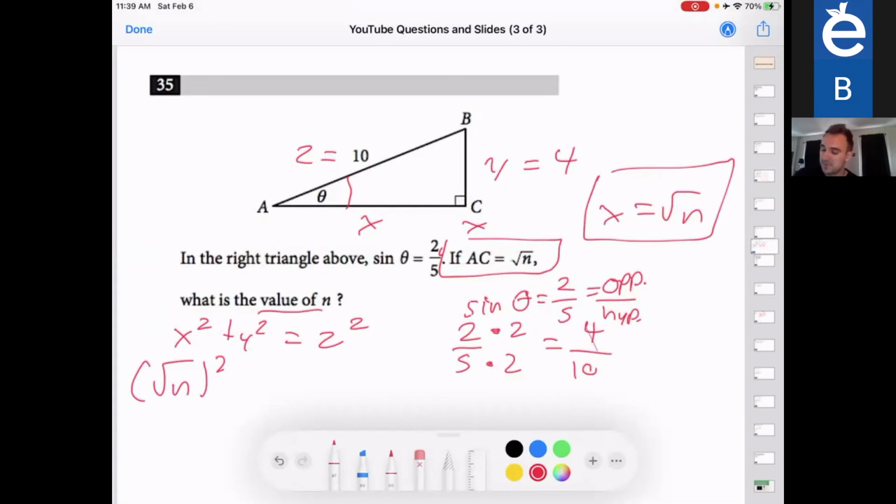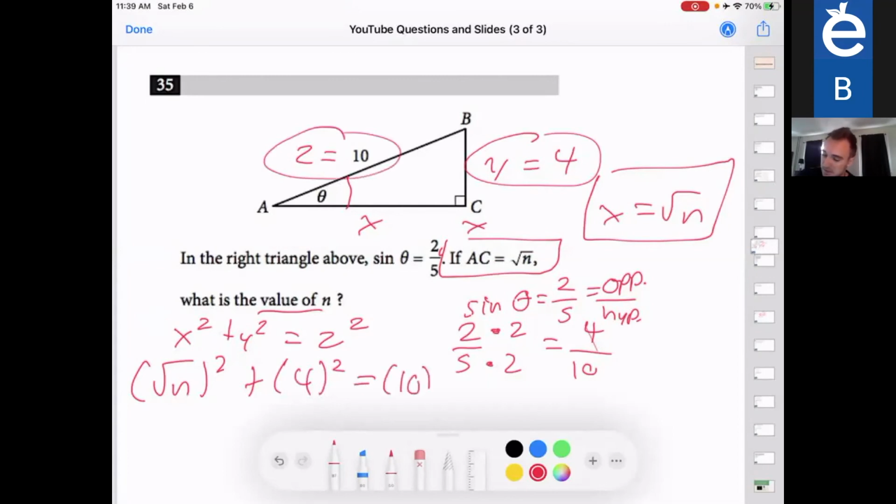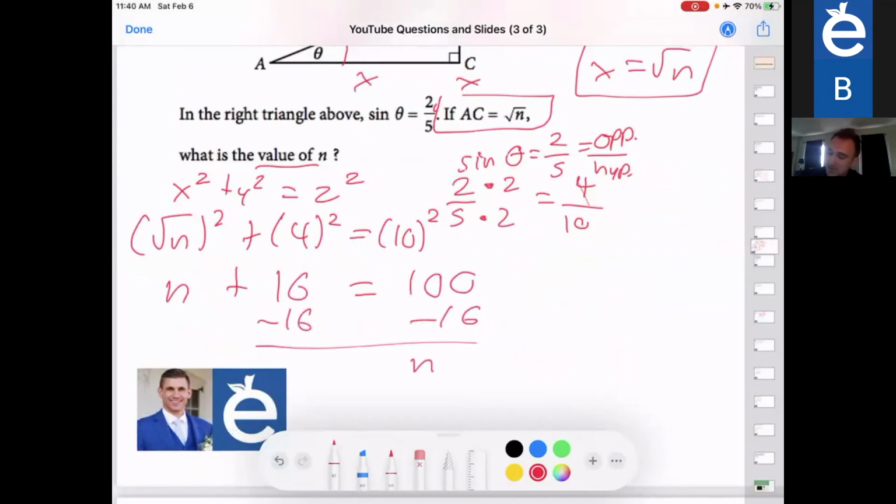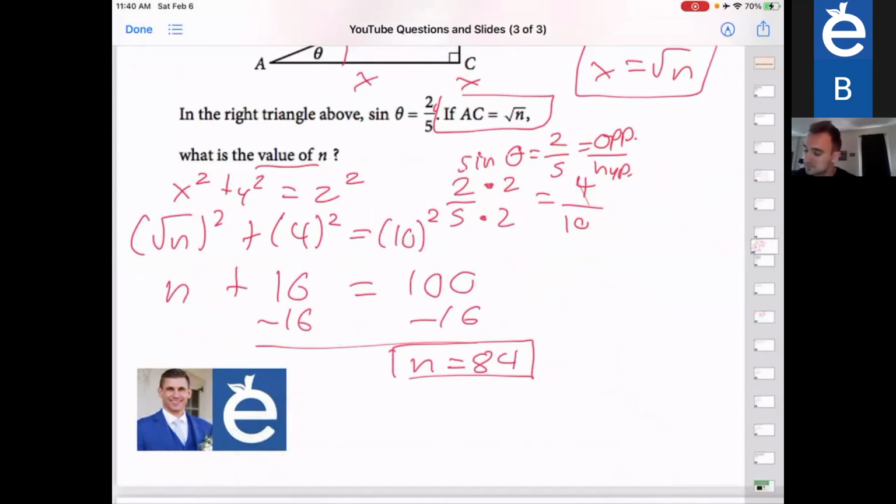Plus y squared, I have a value for y, right? That's 4. That's here. I can square that. And then z squared, I have a value for z, 10. I can square that. So once again, the square root of n squared is n, plus 4 squared is 16, 10 squared is 100. Subtract 16, n is equal to 84. That's my answer.